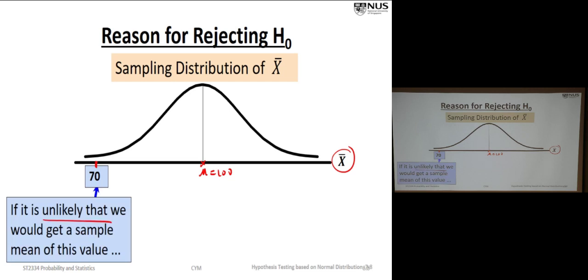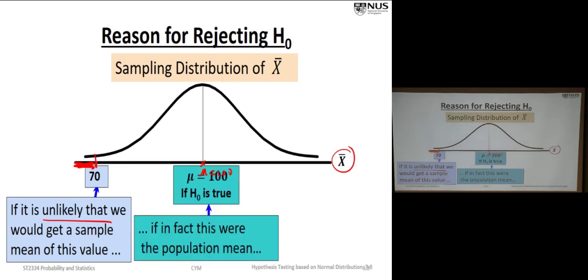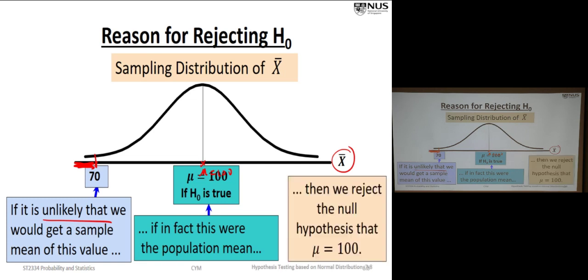Is it likely that you will get a sample such that the sample mean is equal to 70? So we look at it. The chance of being less than it is very small. Of course, greater than it is very large. But since less than it is so small, this 70 is extreme. So the hypothesis is this one. If this is true, then how likely is what we have? If it's unlikely, then we reject the null hypothesis.